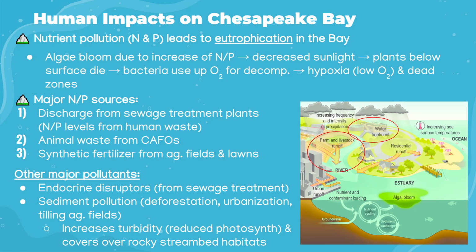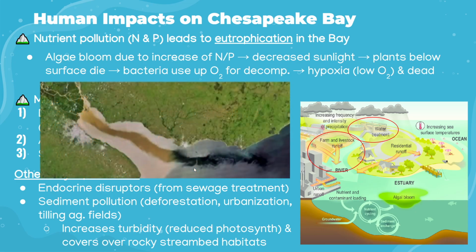There are some other pollutants we should consider, and those would be endocrine disruptors. Remember that endocrine disruptors can be medications that just pass through the bodies of people and go to the wastewater treatment plant and aren't quite fully removed. We could also have sediment pollution. Things such as clear cutting, urbanization, or farming, those are all going to lead to sediments being more loose and more easily carried into the river.